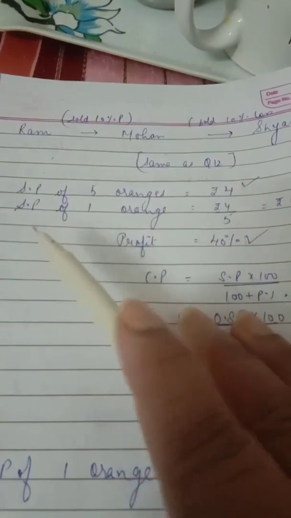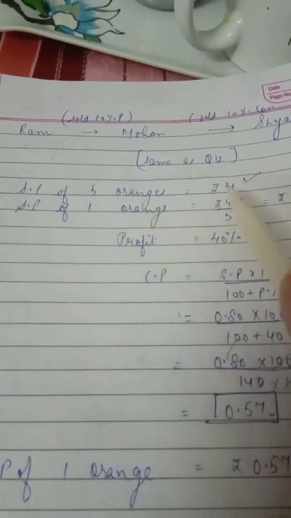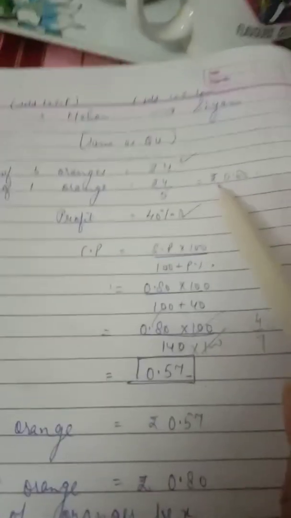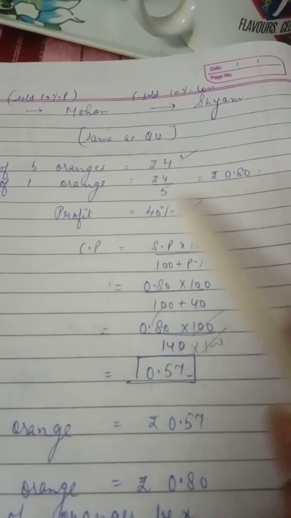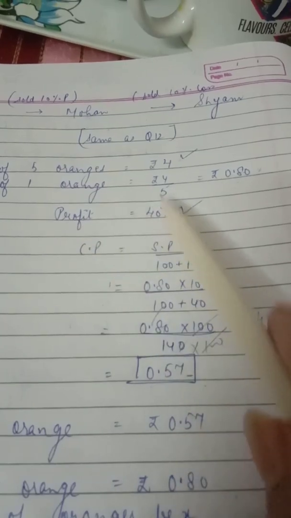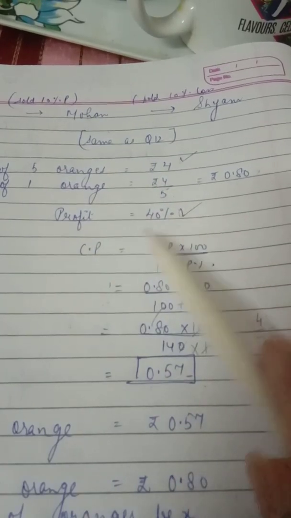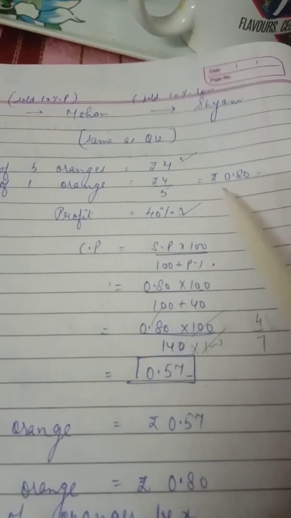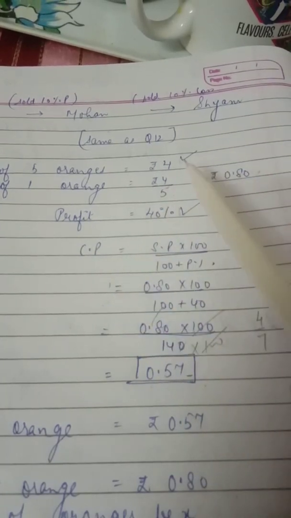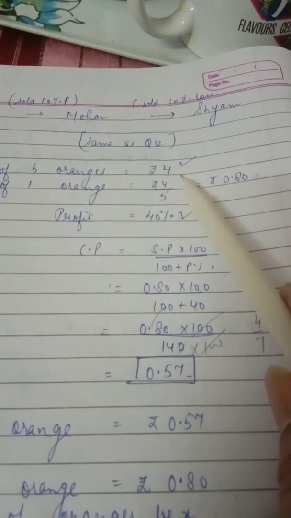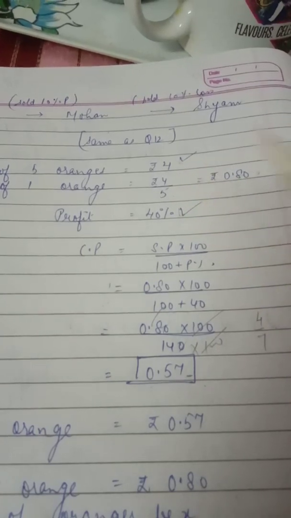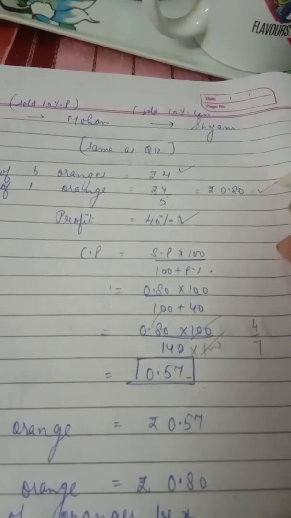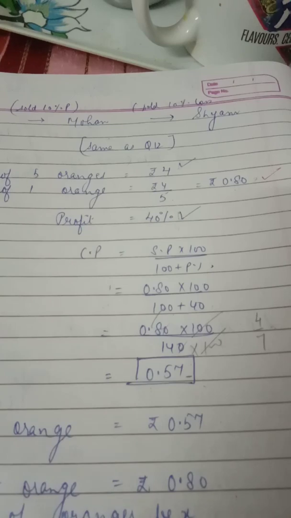The solution begins with SP of 5 oranges is rupees 4. So therefore the SP of 1 orange will be 4 by 5, or if you want to change it to decimal form, that will be 0.80. The profit is given as 40%. So using the SP and the profit, we'll find out the cost price. If you use the SP of 1, you'll get CP of 1, and if you use SP of 5, you will get CP of 5. So that is your wish. What are you comfortable using here? I am going to use here the SP of 1 orange, because for the first part we have to find CP of 1 orange.